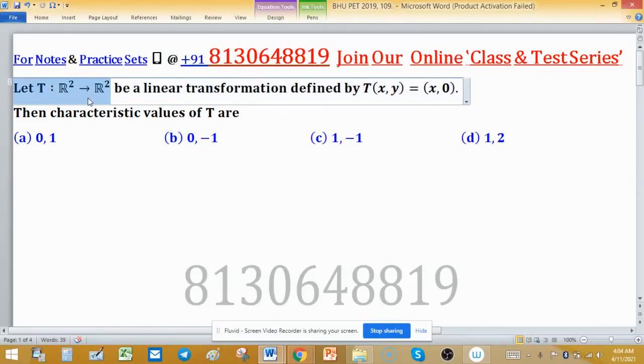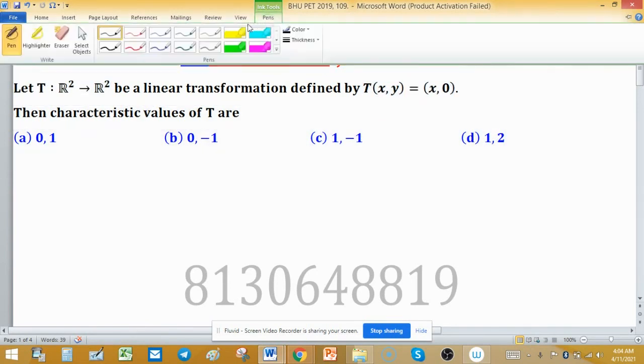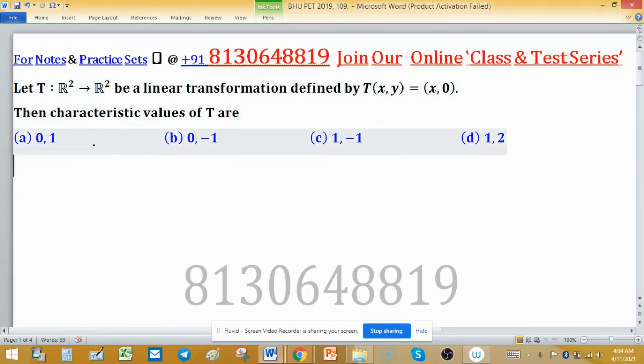Let T be a linear transformation from R square to R square, and T is defined by T of xy is x comma 0. Then the characteristic values of T are. First, we find the matrix representation of T, and T of xy is given as x comma 0.